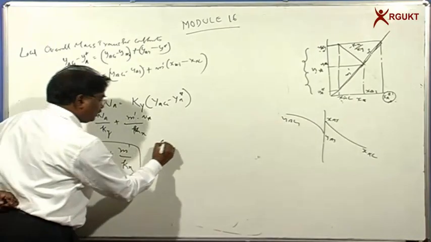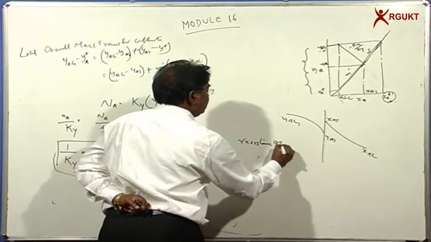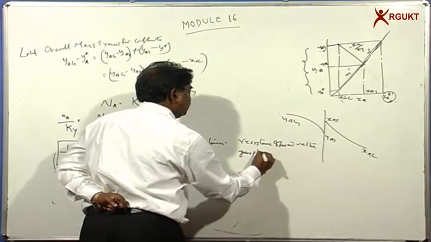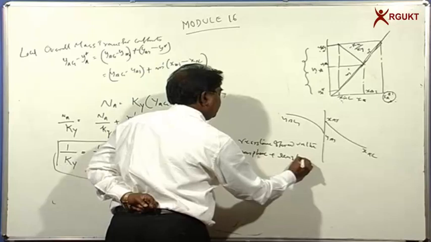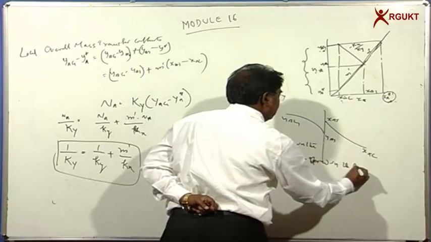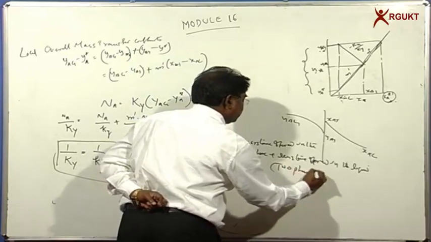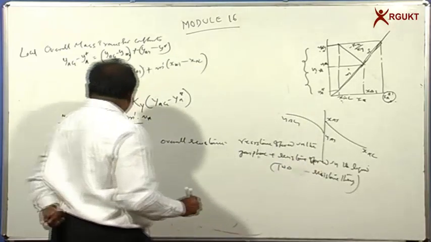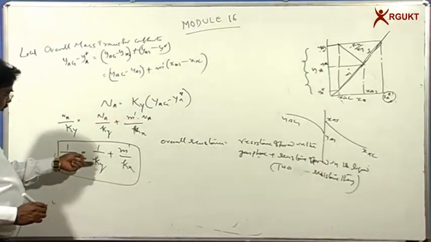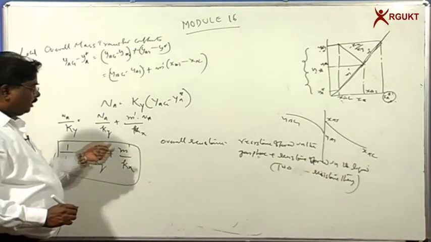So your overall resistance is equal to the resistance offered in the gas phase plus the resistance offered in the liquid phase. So there are two resistances. That is the reason we call it the two-phase resistance theory, or two resistance theory. So 1 by the overall mass transfer coefficient is equal to 1 by the mass transfer coefficient for the gas phase, plus m prime, where m prime is the Henry's law constant, divided by kx, the mass transfer coefficient for the liquid phase.